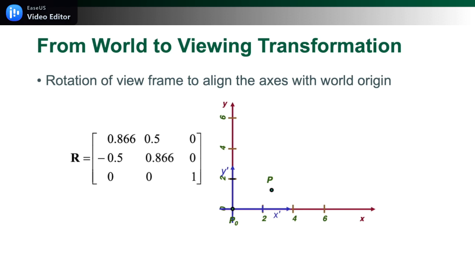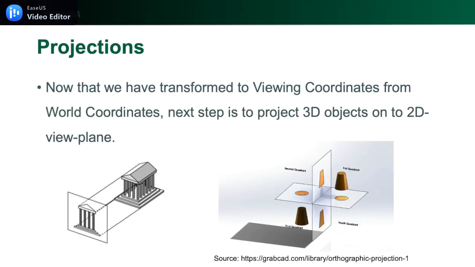Now once we have understood how we translate the world system to the viewing transformation, we can go ahead and look at projections. In projections, we have a coordinate system that allows us to project stuff in the 3D world onto a 2D screen, right?